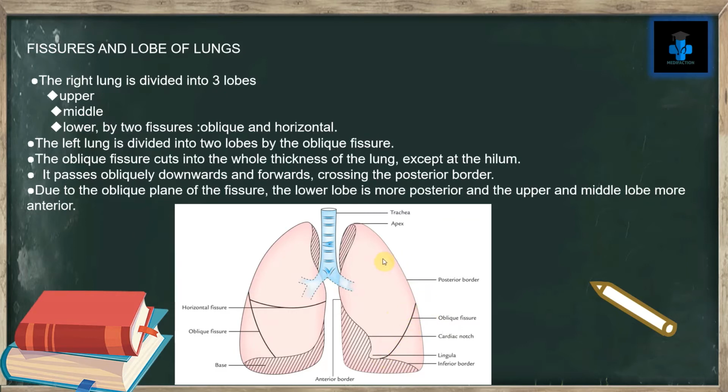The oblique fissure cuts into the whole thickness of the lung except at the hilum. It passes obliquely downwards and forwards, crossing the posterior border. Due to the oblique plane of the fissure, the lower lobe is more posterior and the upper and middle lobes more anterior.